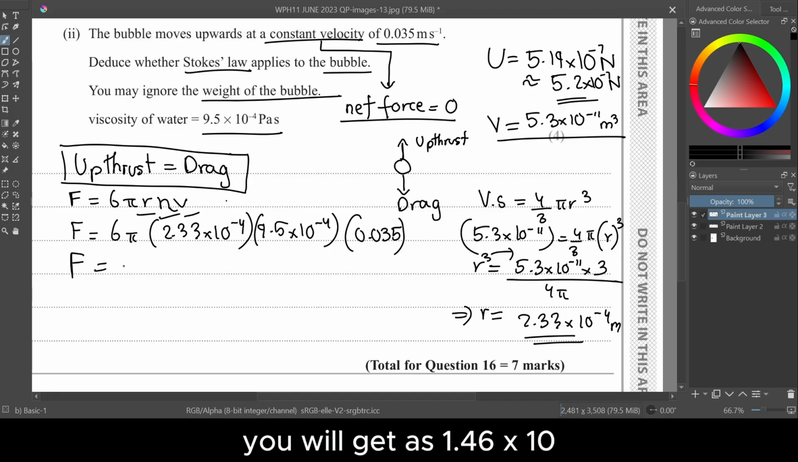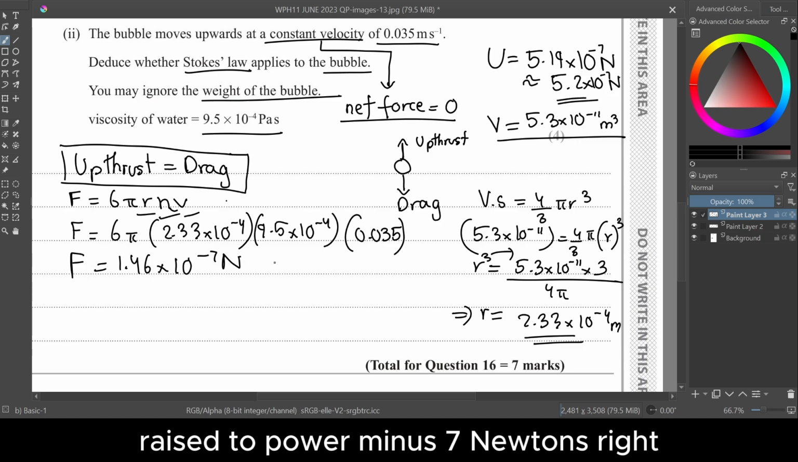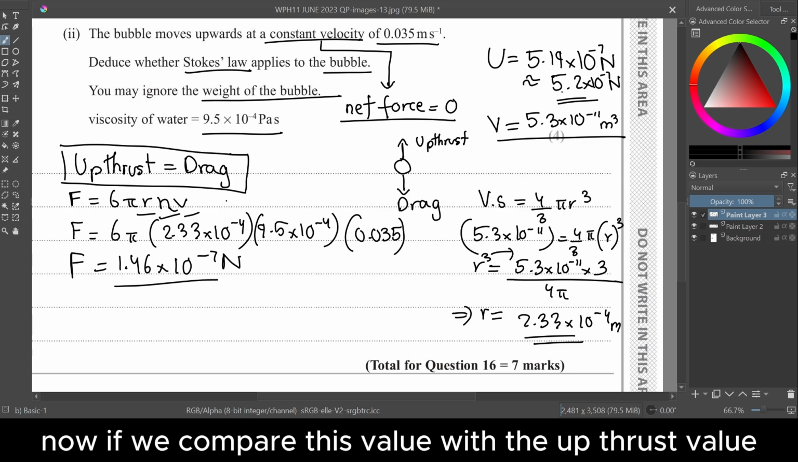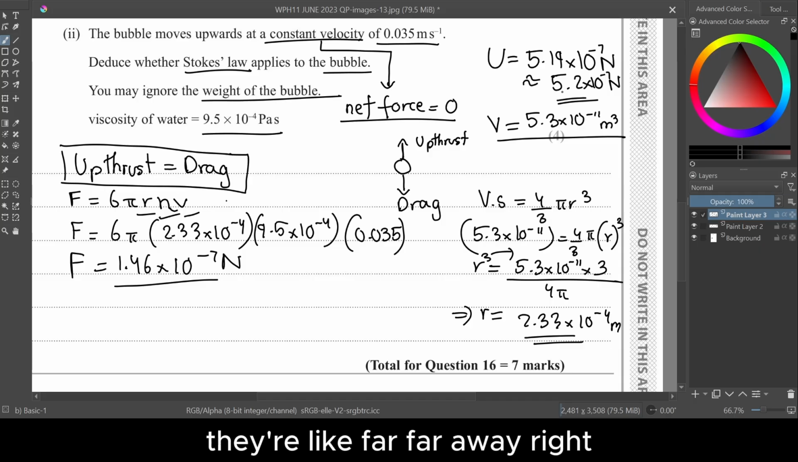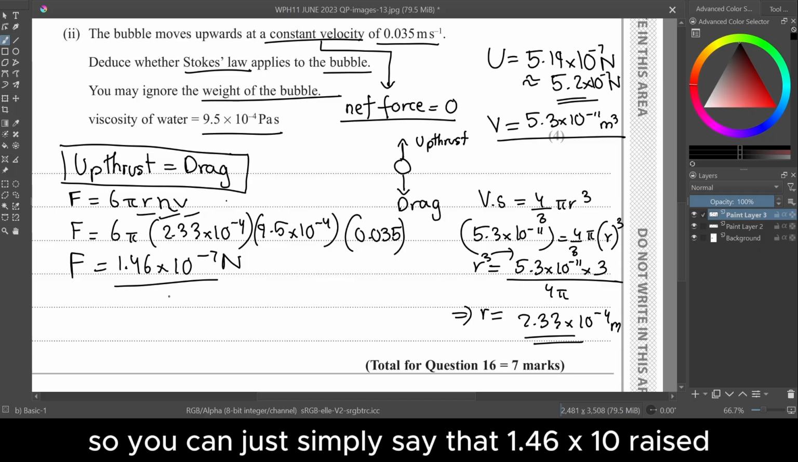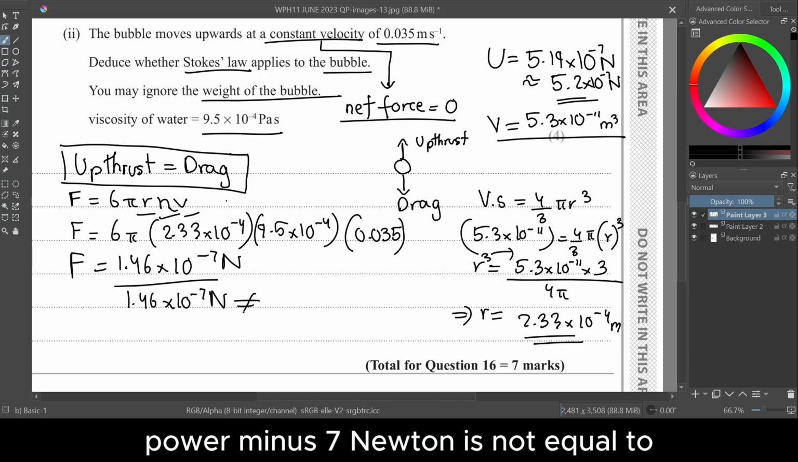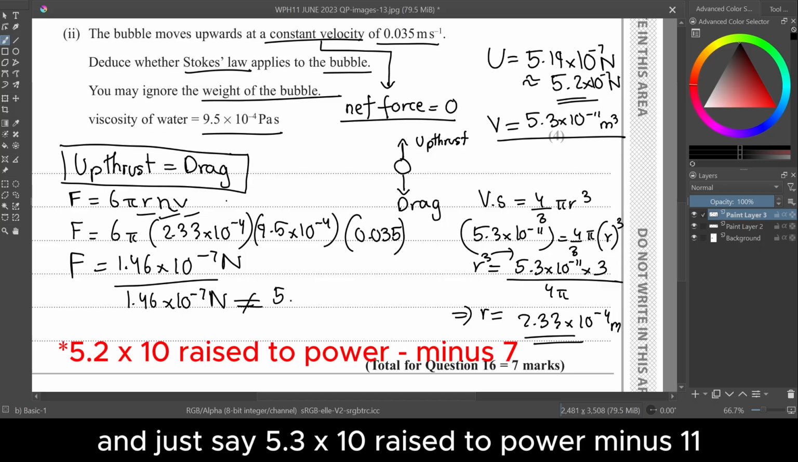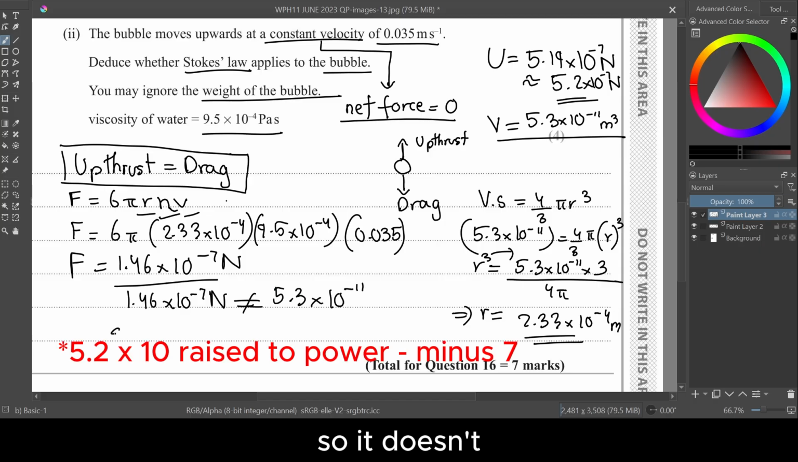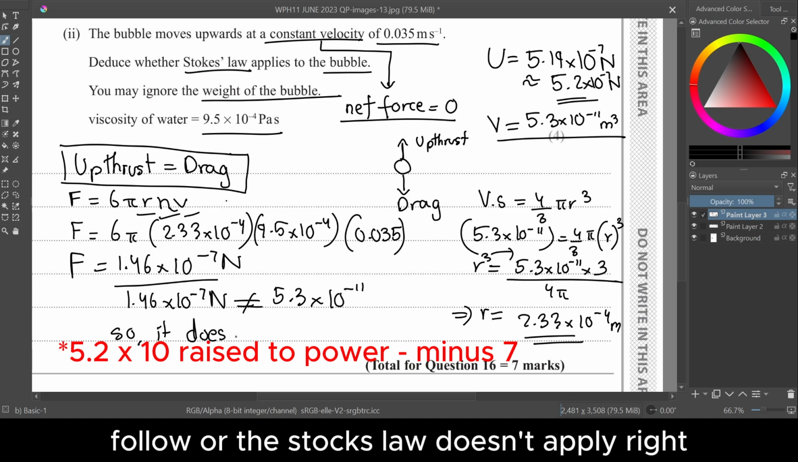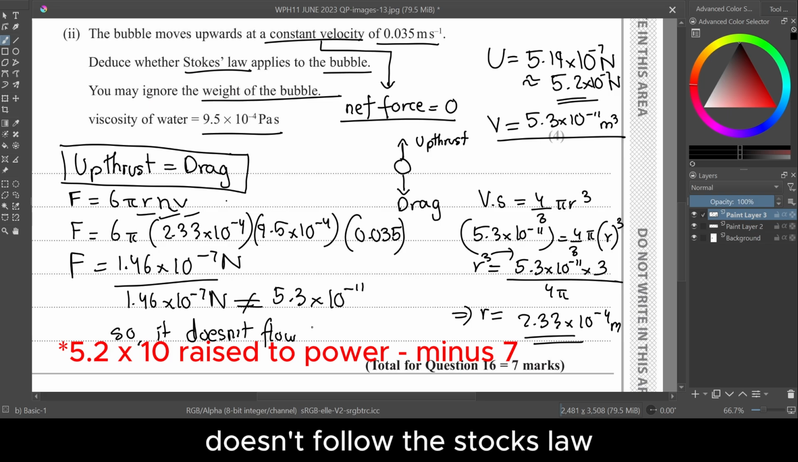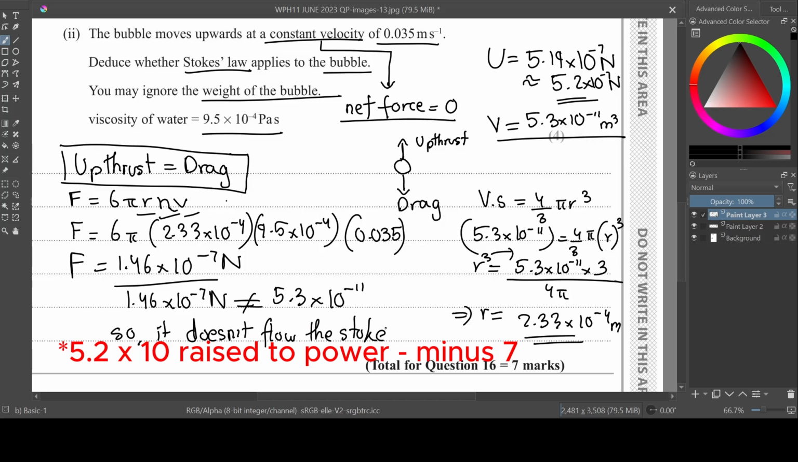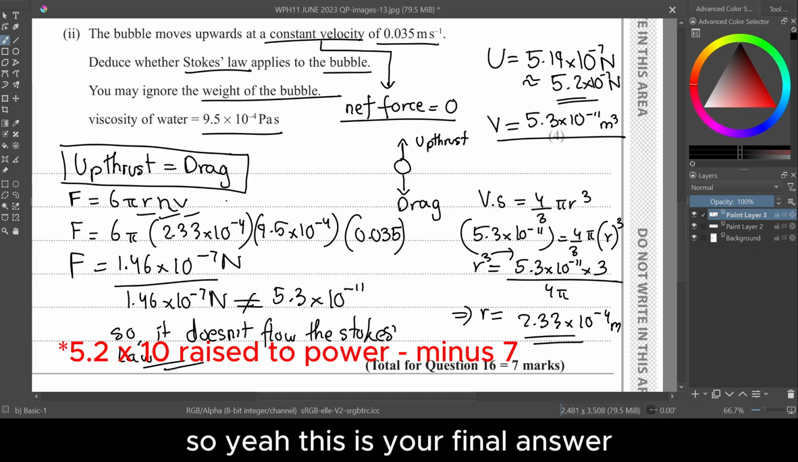If you calculate the force value, you will get 1.46 times 10 raised to power minus 7 newtons, right? Now if we compare this value with the upthrust value, you can see that they are not actually equal. They're far away, right? So you can just simply say that 1.46 times 10 raised to power minus 7 newtons is not equal to the upthrust, 5.2 times 10 raised to power minus 7. So it doesn't follow, the Stokes' law doesn't apply, right? It doesn't follow Stokes' law. Okay, so yeah, this is your final answer.